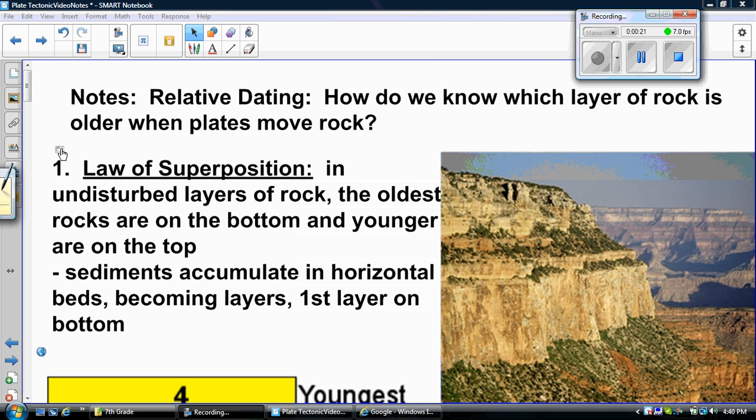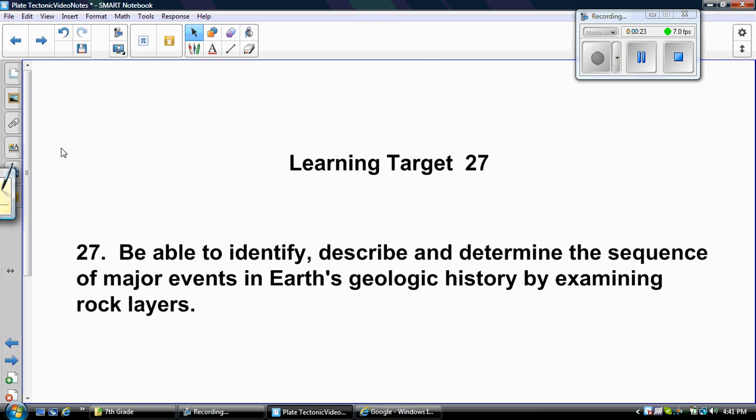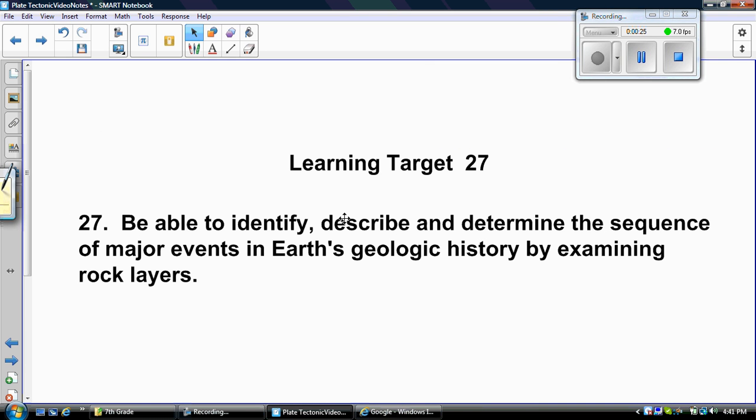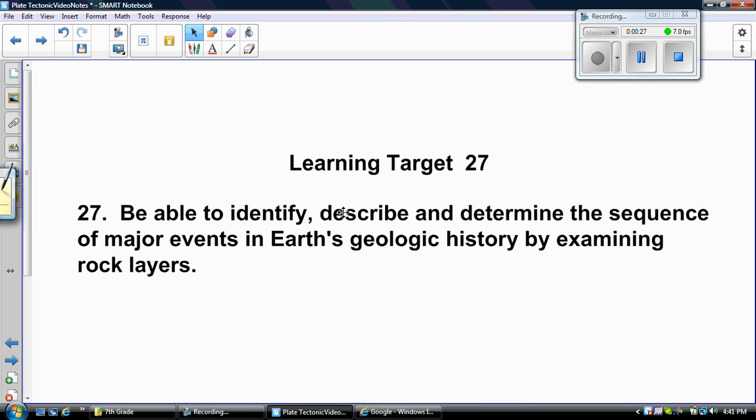So this goes with learning target 27, be able to identify, describe, and determine the sequence of major events in Earth's geological history by examining rock layers. So you'll be able to look at a section of rock and sequence and tell what happened first, second, and third based on the information that we learned today.